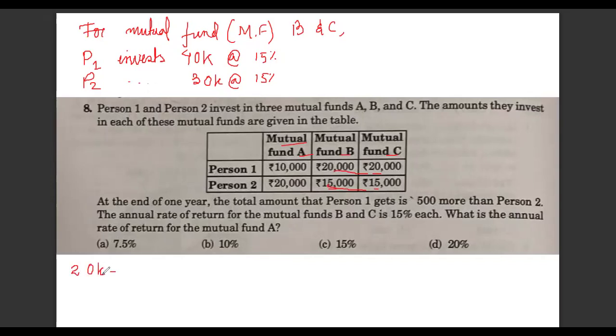20K minus 10K into X by 100. We shall calculate this X: 100 into 11,000 by 10K. So X equals 110, and the rate will be 10%.